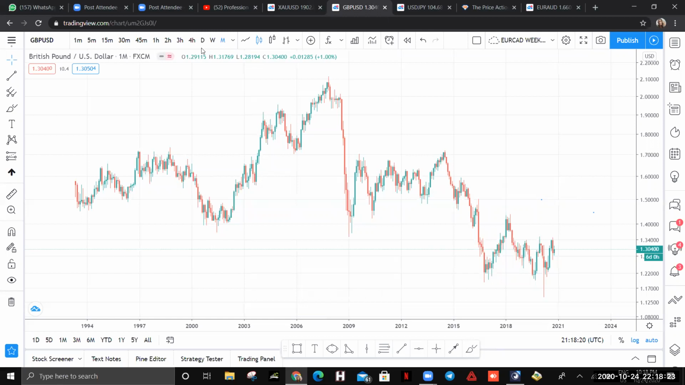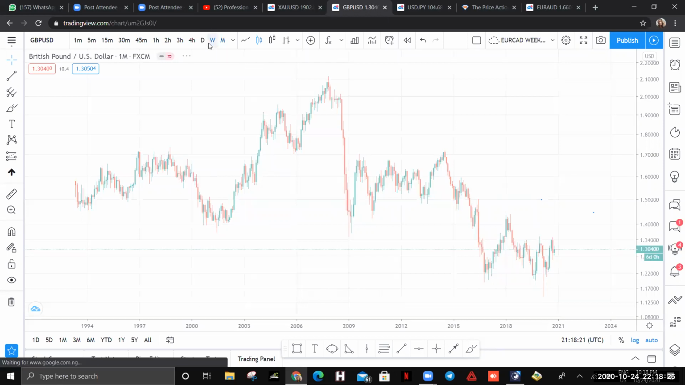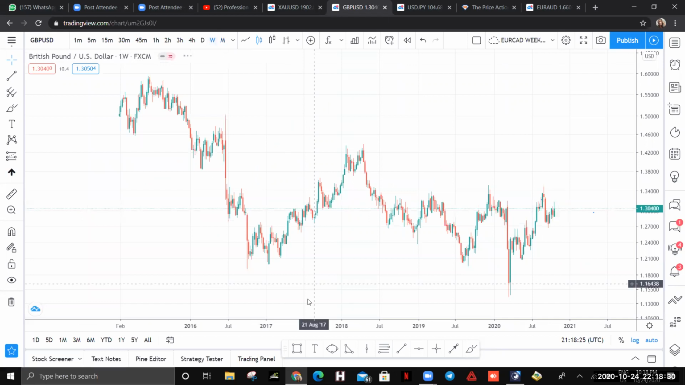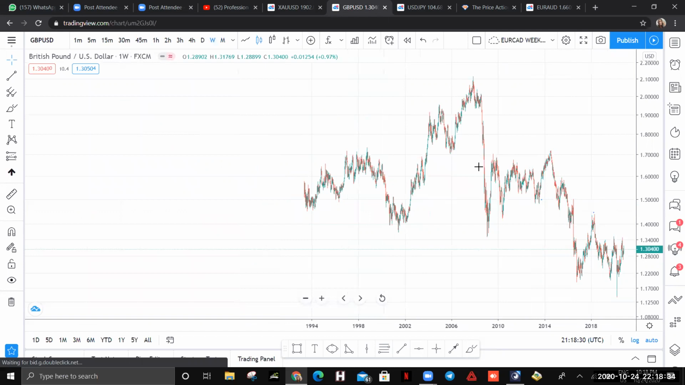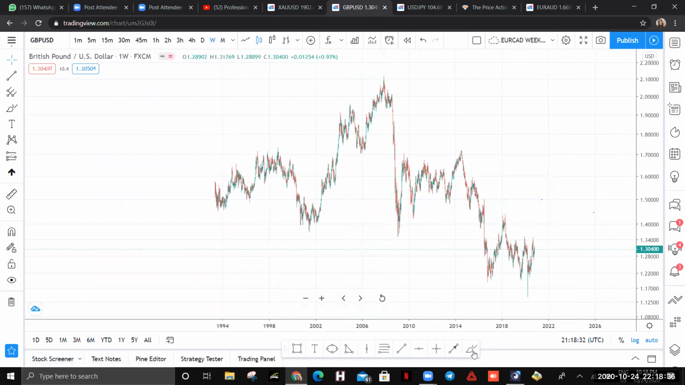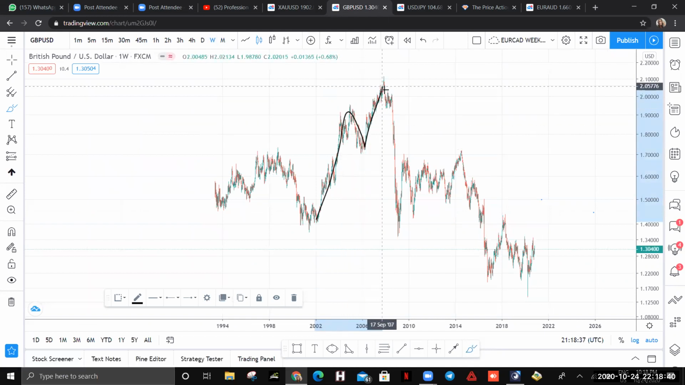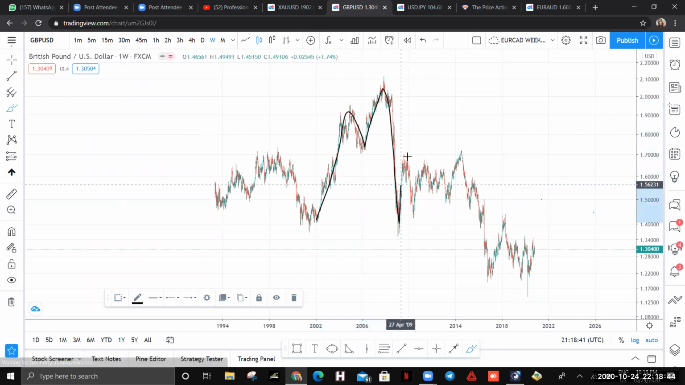So for us to know why, let's go to weekly. What are you seeing on weekly without analysis? We're still seeing something going down. See this beautiful M. This is for position traders. Position traders spot this. They will wait for this, then they will continue selling.